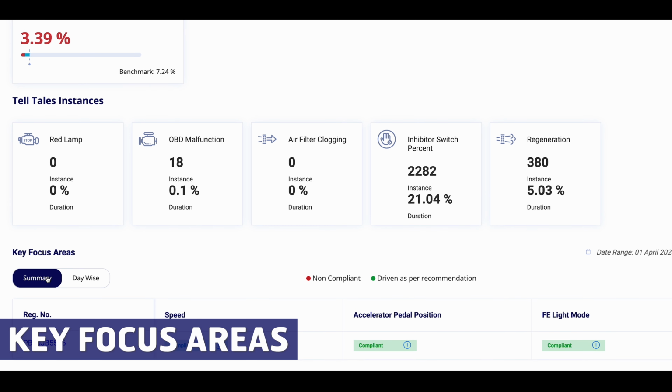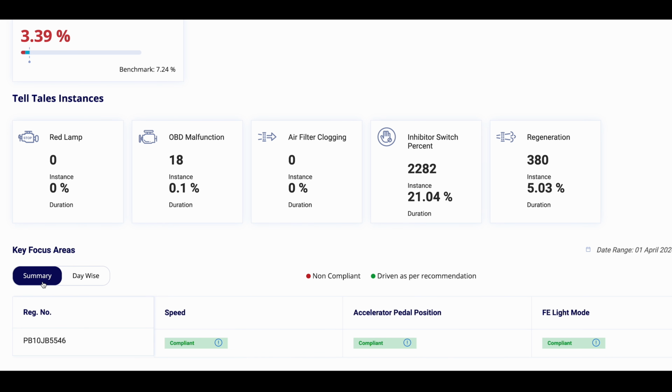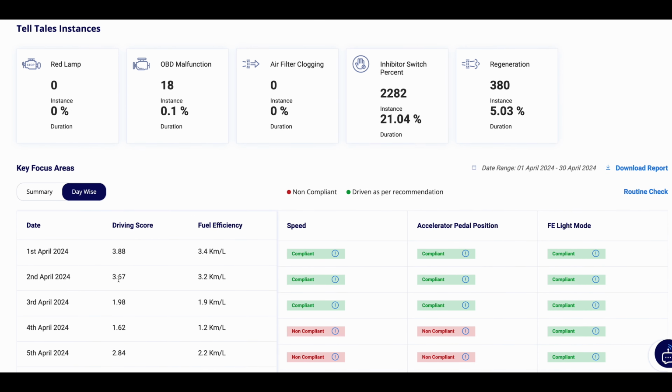Below on this page, the system highlights the key focus areas for improvement. It provides a summary of the 9 parameters described above, categorized as compliant (green) or non-compliant (red), for the selected period. The summary reveals that while some parameters like GSA, low power RPM band, and top gear are performing well, others like neutral running, idling, and cruising are currently non-compliant. This indicates a need to focus on reducing neutral running and idling time, and potentially increasing cruising efficiency to optimize fuel economy. You can examine them in more detail for any specific day within that period.